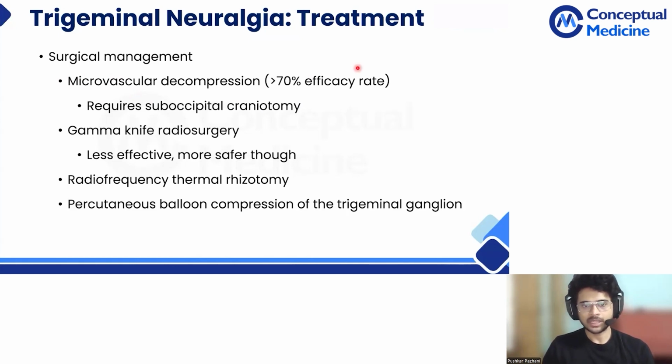craniotomy. The next other procedures are a gamma knife radiosurgery. It is less invasive, but however, it is less effective as well. The most effective surgical procedure is going to be microvascular decompression. Next is a radiofrequency thermal rhizotomy, and the other is a percutaneous balloon compression of the trigeminal ganglion. However, these two procedures have a risk of causing a trigeminal neuropathy.